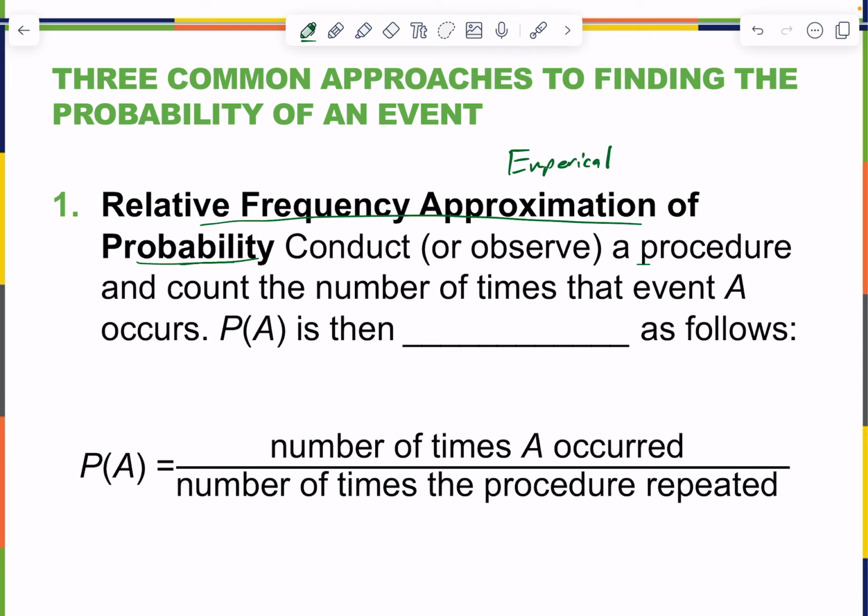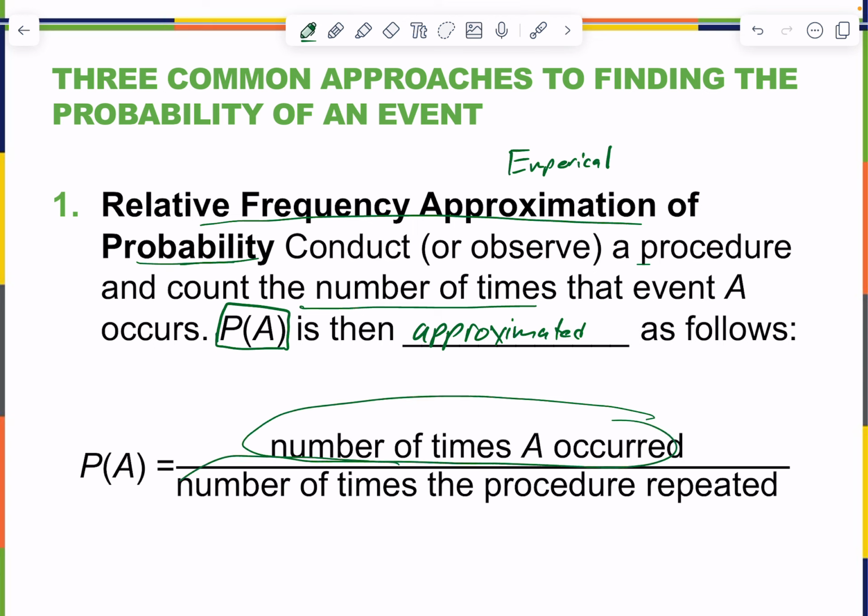P is then approximated, and that's very important to note. This right here is the true probability, right? P of A is the true probability of the event A happening. However, that true probability, that theoretical probability, can be approximated by a sufficient number of trials. So it's the number of times A has occurred over the number of times the procedure is repeated.